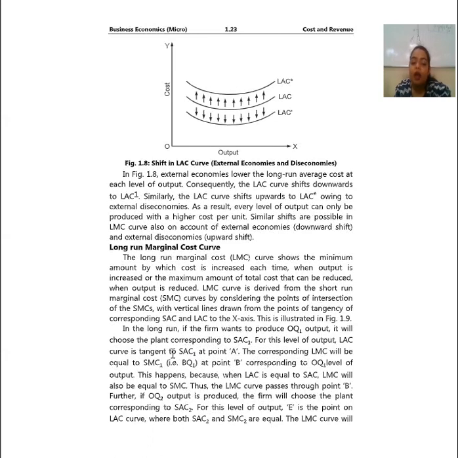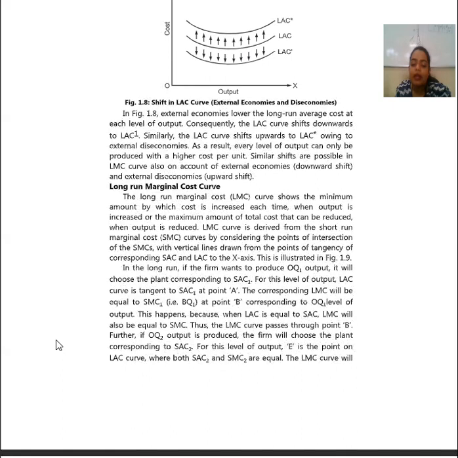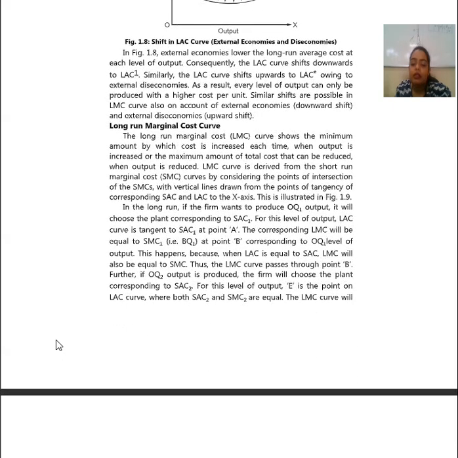Now let us understand about long run marginal cost curve. The long run marginal cost curve shows the minimum amount by which cost is increased each time when output is increased, or the maximum amount of total cost that can be reduced when output is reduced. LMC curve is derived from the short run marginal cost SMC curves by considering the points of intersection of SMCs with vertical lines drawn from the points of tangency of the corresponding SAC and LAC to the x-axis. This is illustrated in figure 1.9.